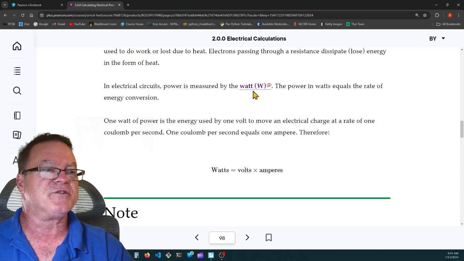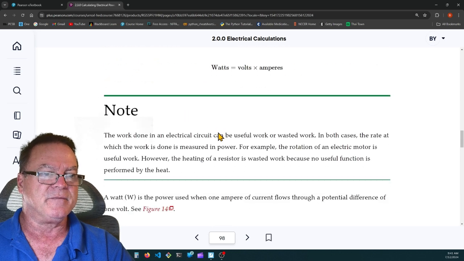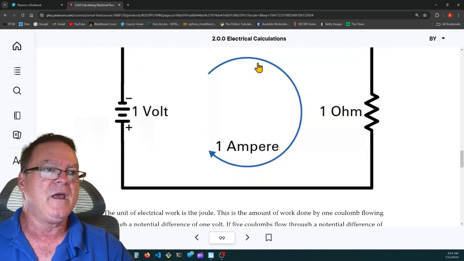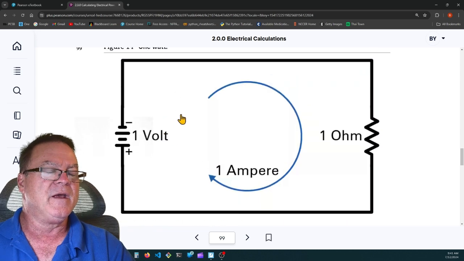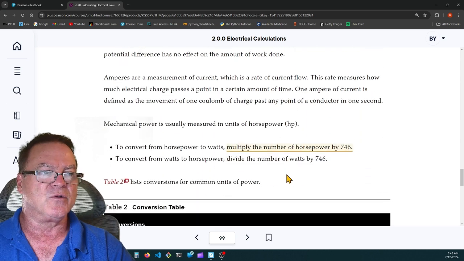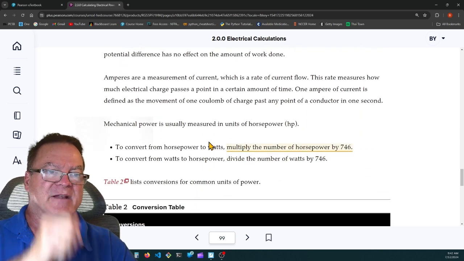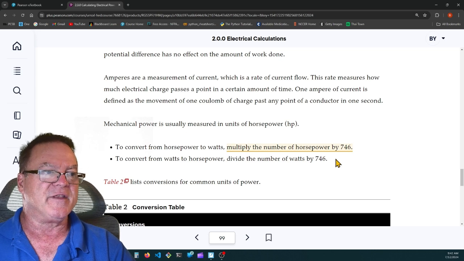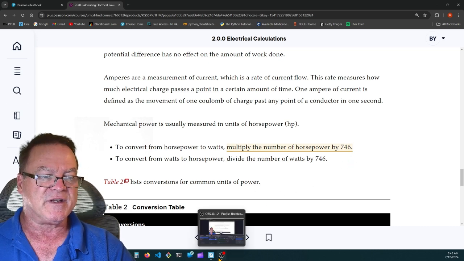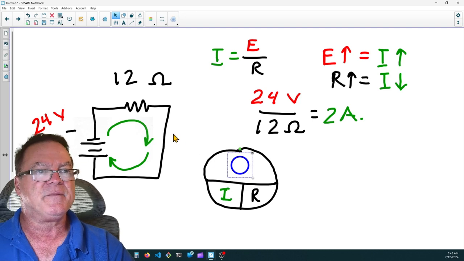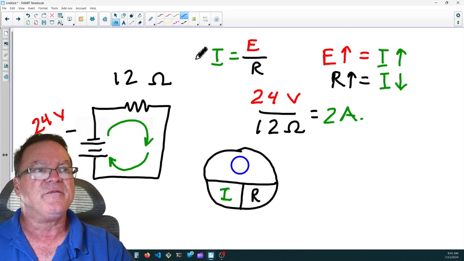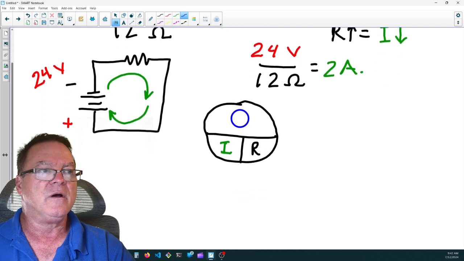But in electrical circuits, power is measured by the watt. The power in watts equals the rate of energy conversion. So 1 volt pushing 1 amp through 1 ohm, there's 1 watt of electrical power. But it says to convert from horsepower to watts, multiply the number of horsepower by 746. In this, if we have 24 volts and 12 ohms, 2 amps, we have 3 ways of figuring out power.